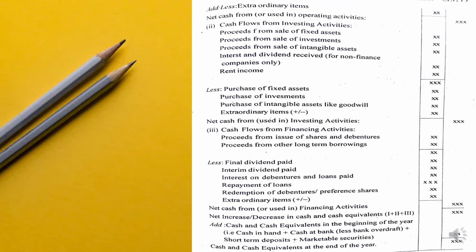And at last you will be writing the net increase or decrease in cash or cash equivalent. So you will be adding all the three columns, that is first one, second one, third one, and then you will be adding cash and cash equivalent at the beginning of the year, that is cash in hand plus cash at bank, plus short term deposits plus marketable securities, to get the cash and cash equivalent at the end of the year.